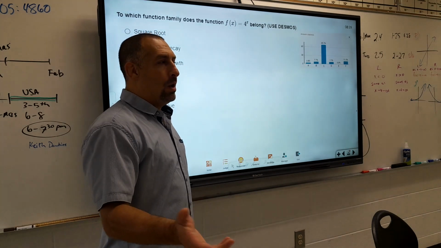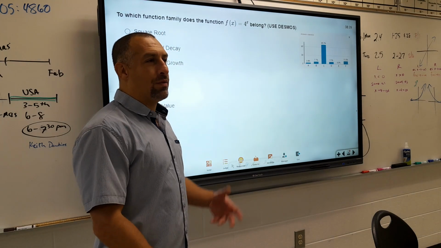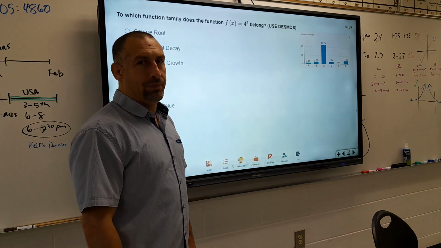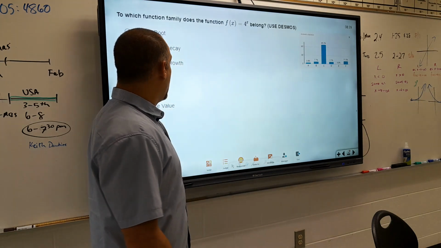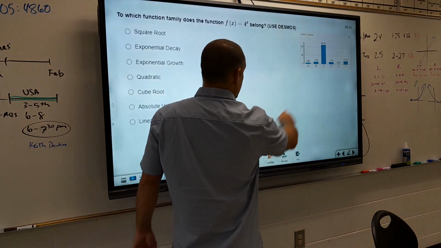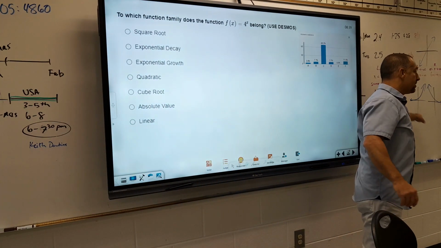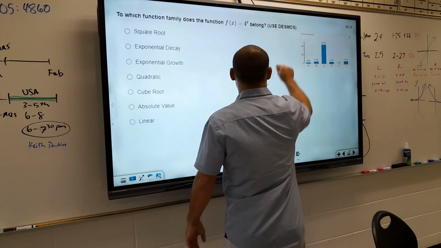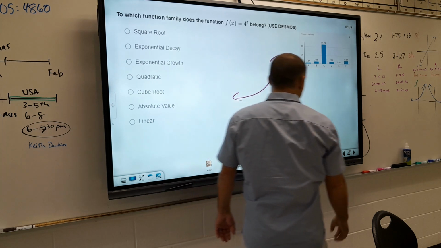Like, this isn't a real test, I don't care if you even have all your notes out. This is just more practice to make sure you get it done. But yes, it was supposed to be exponential growth. It looks just like a picture like this, where it grows exponentially. Ooh, like that. All right, next slide.